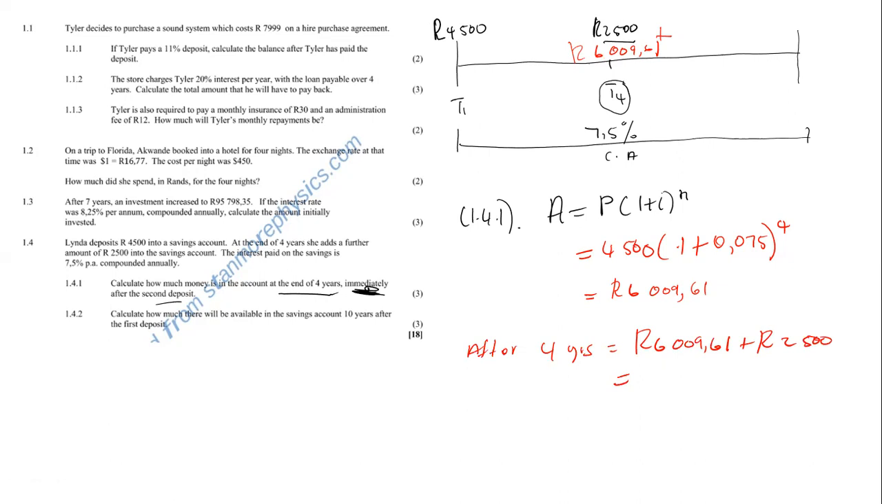You're going to say 6,009.61 plus 2,500, and then our answer will be 8,509.61. So meaning after 4 years, Linda will be having this kind of amount, because she added this one at the end of 4 years. Meanwhile, this one was earning interest until 4 years. Then she added 2,500 on top of this amount of 6,000. Obviously, by the end of 4 years, she'll be having this amount, because they said immediately after the second deposit, 4 years after the second deposit. Okay, so this will be 4.1.